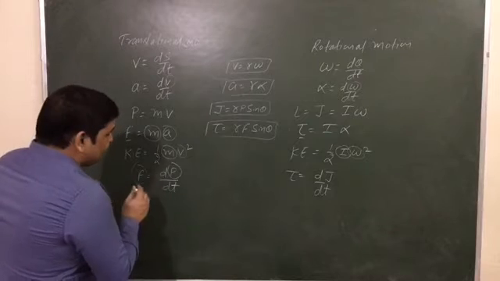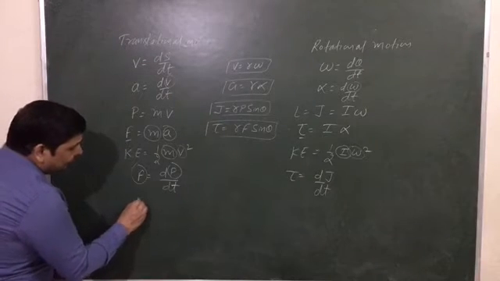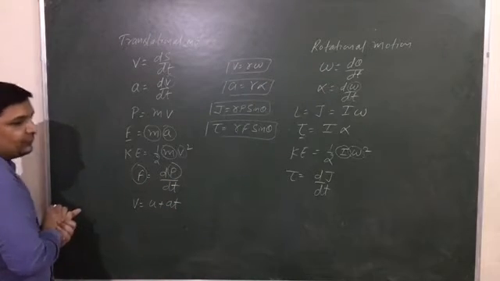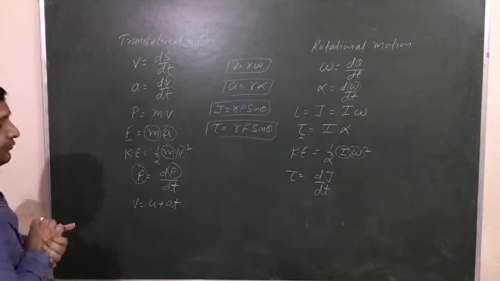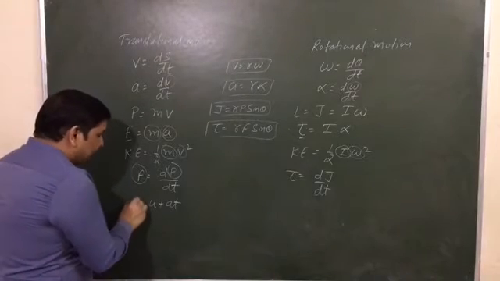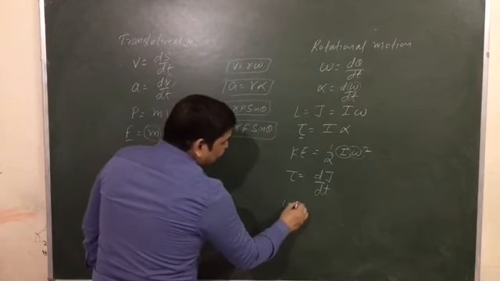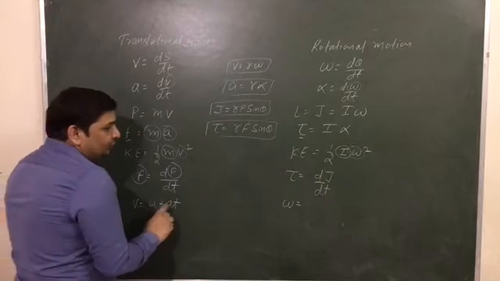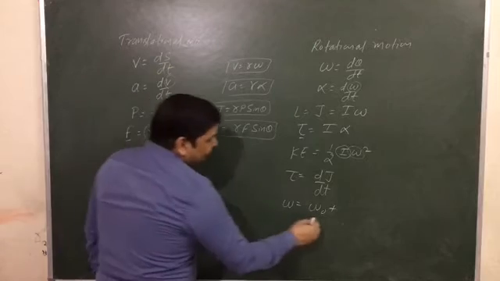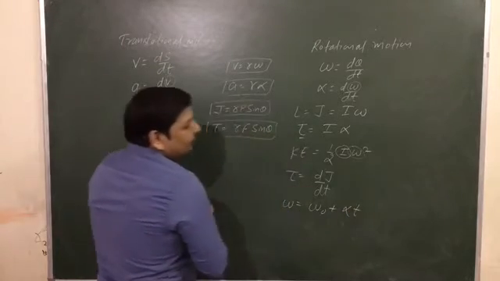In translational motion, we use the equation of motion V equals u plus at. V is given by u plus at. But in rotational motion, V is replaced by omega, u is replaced by omega naught, and a is replaced by alpha into t.